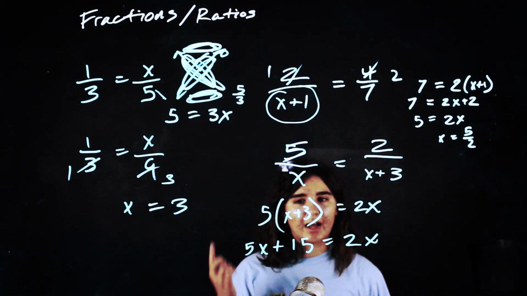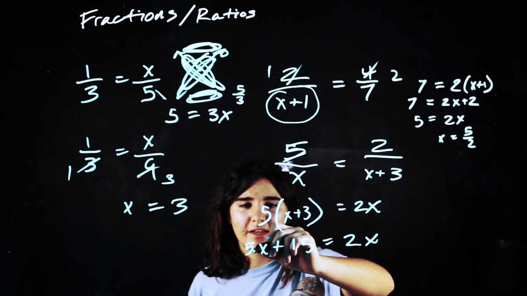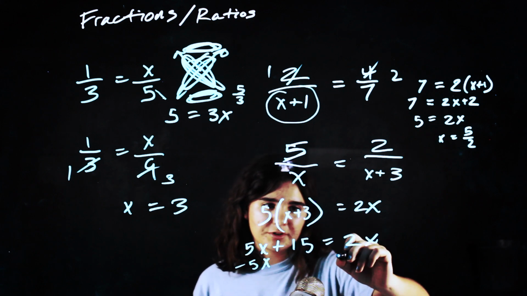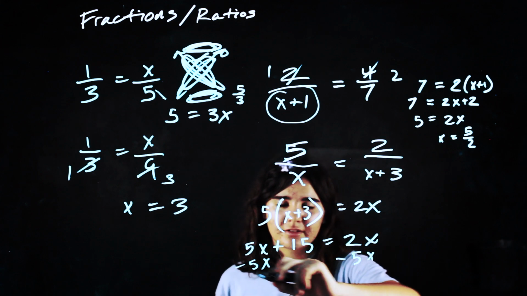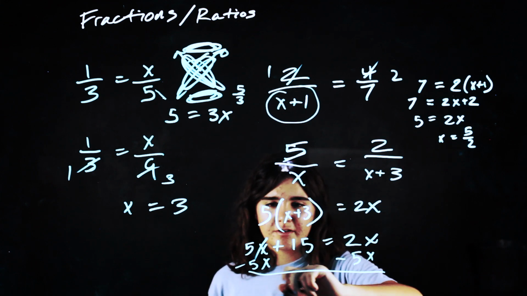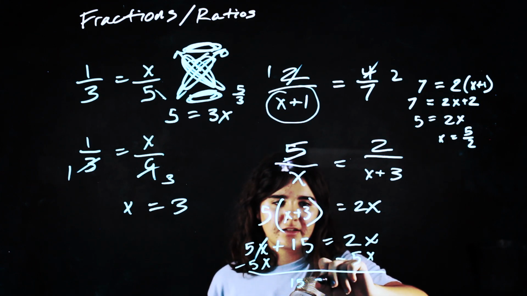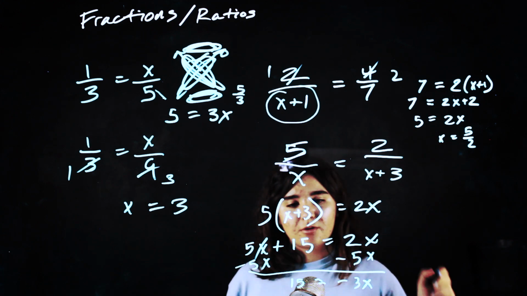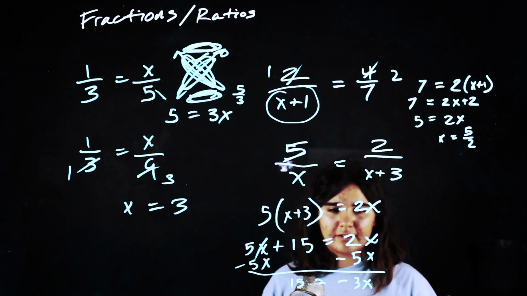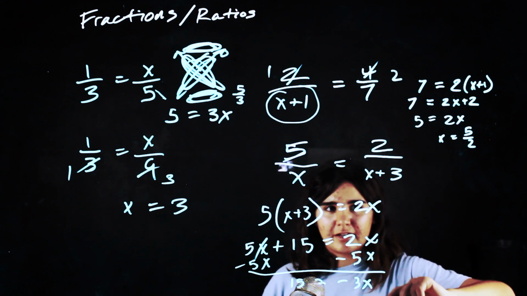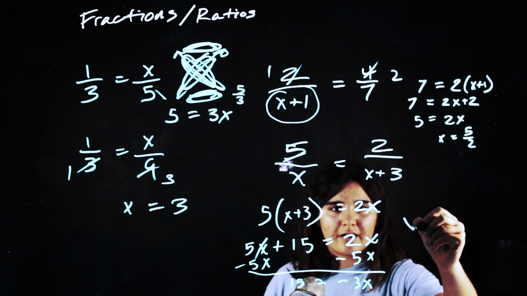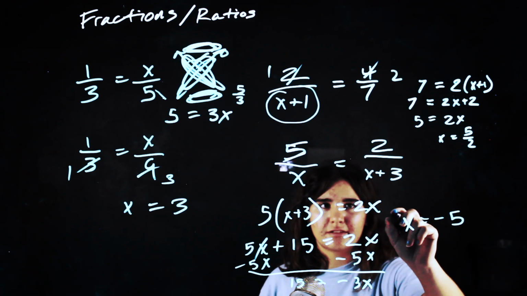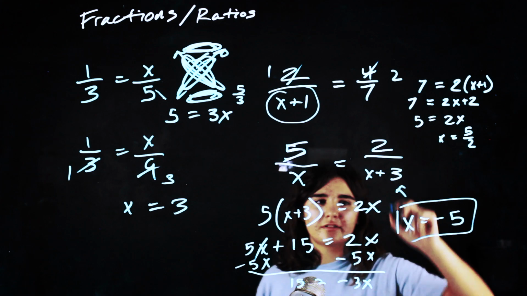Okay, and again, we're trying to isolate the variable, so we're going to move the x's over to this side. To do that, we're going to do the inverse operation. We're going to subtract 5x. So this cancels out, it becomes 0, and we have 15 is equal to negative 3x. When you divide both sides by negative 3, you have x is equal to negative 5, and then that is your answer for this ratio.